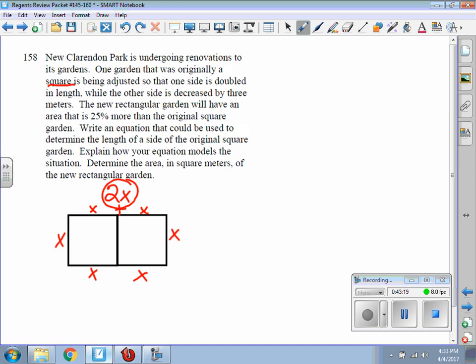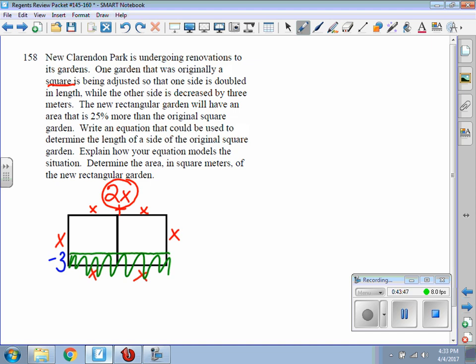So they're actually going to cut part of this garden out and maybe reseed it. They're going to take 3 meters away from the other side of the garden, and they're going to remove all of this section. If they're removing 3 meters, they're taking their original x and decreasing the length by 3. So x subtract 3.